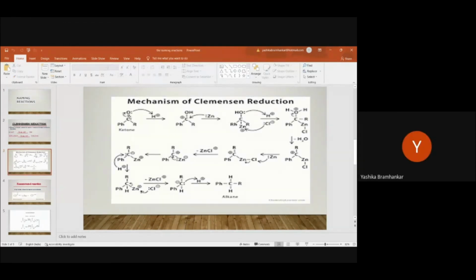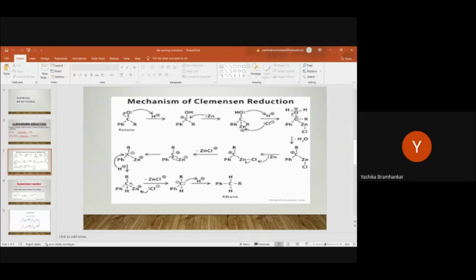What will happen? The lone pair of oxygen will be shared with the hydrogen here, and the carbon will get the positive charge. Then the zinc also has a lone pair, so it will neutralize the positive charge on the carbon, and zinc will be attached to the carbon here. Now oxygen will have a lone pair and zinc will have the positive charge. The hydrogen present in the medium, which has a positive charge, will neutralize this lone pair of oxygen, and then the chlorine, which has a lone pair, will satisfy the valency of the zinc attached to the carbon.